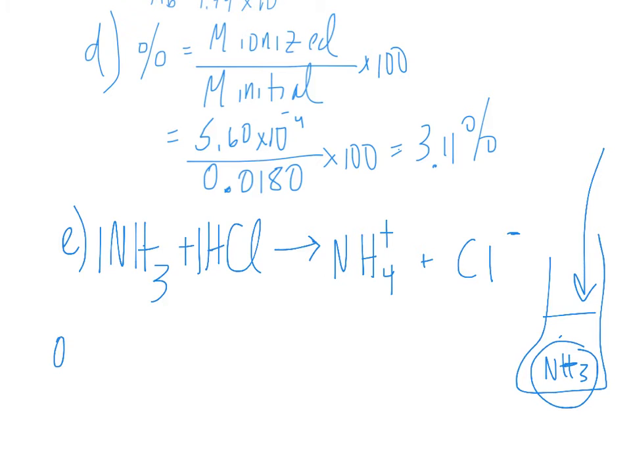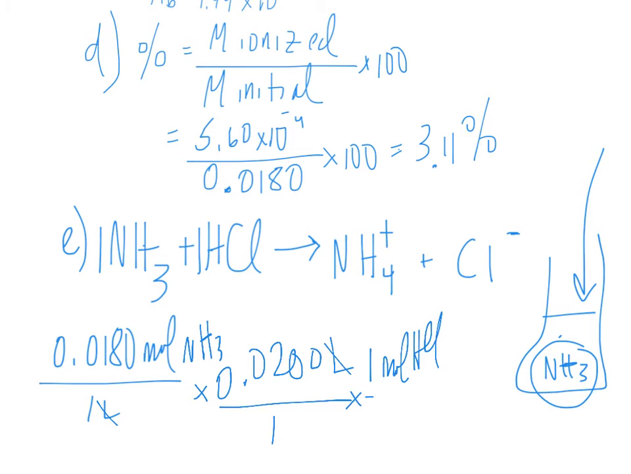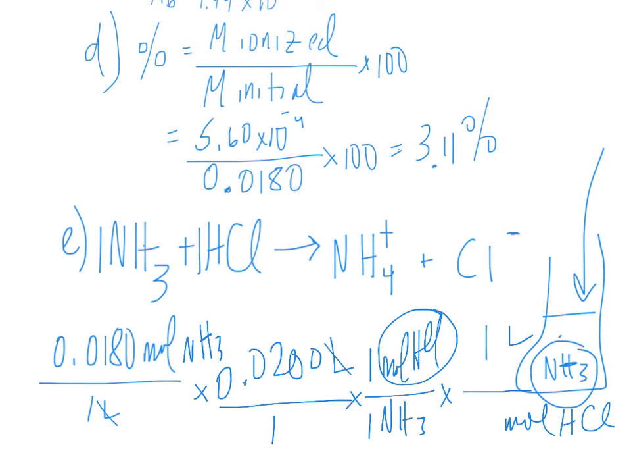So we have 0.0180 moles of ammonia, and my sample size was 20 mils, or 0.0200 liters. If I multiply this out, I would get the moles of ammonia. However, I want to relate that to the moles of acid. 1 mole of HCl will react with every 1 mole of ammonia according to our balanced chemical equation. And then lastly, I'm not going to write the molarity of my acid straight up. I'm going to write it inverted, because then my moles of HCl will cancel.